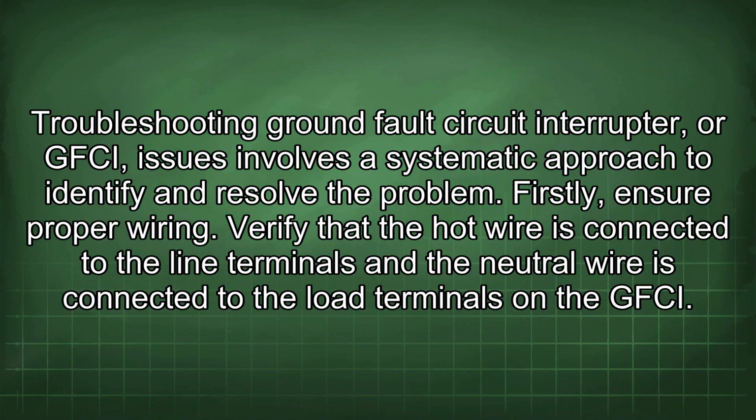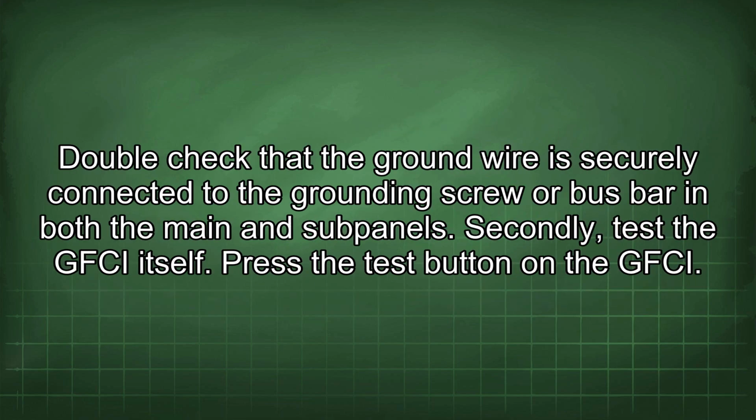Troubleshooting ground fault circuit interrupter, or GFCI, issues involves a systematic approach to identify and resolve the problem. Firstly, ensure proper wiring. Verify that the hot wire is connected to the line terminals and the neutral wire is connected to the load terminals and the GFCI. Double-check that the ground wire is securely connected to the grounding screw or bus bar in both the main and sub-panels.